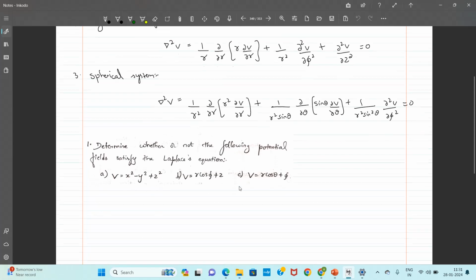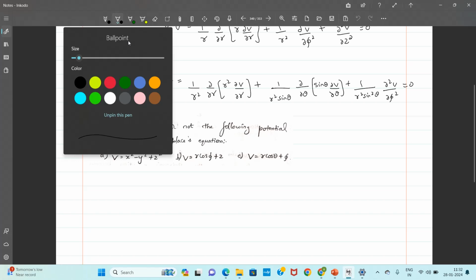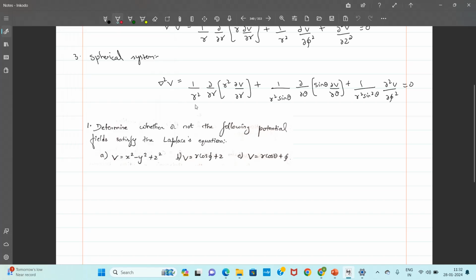Okay. So we'll start off with the first question here. They've asked: determine whether or not the following potential fields V satisfy the Laplace equation. So they're asking you to check whether the given equations satisfy the Laplace equation or not. We know the Laplace equation is del square V equal to 0. So you have to perform this del square V for the different equations, and in the end you should get 0 as the answer. If you get 0, it means it satisfies the Laplace equation. If you don't get 0, it means it does not satisfy the Laplace equation.